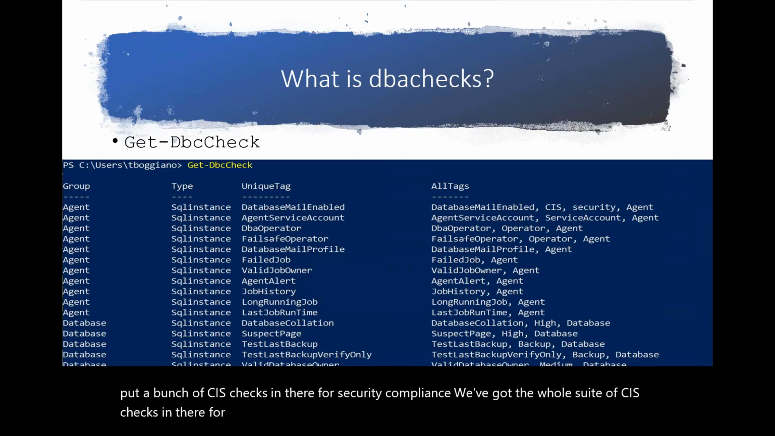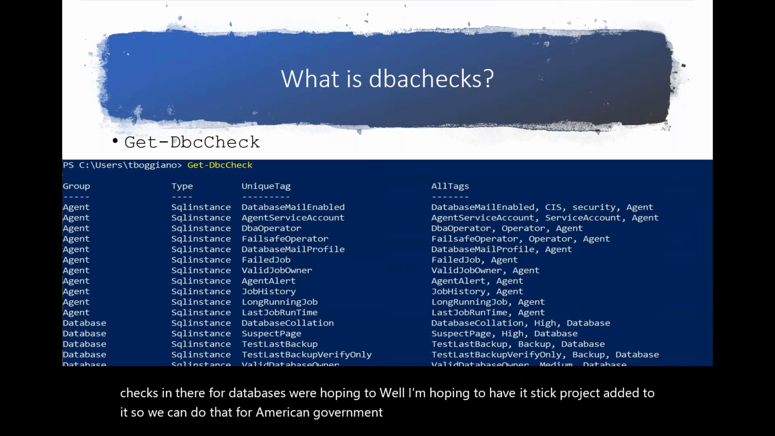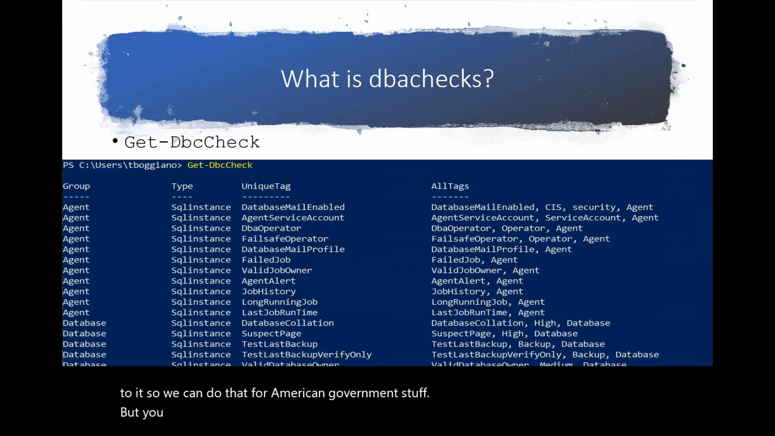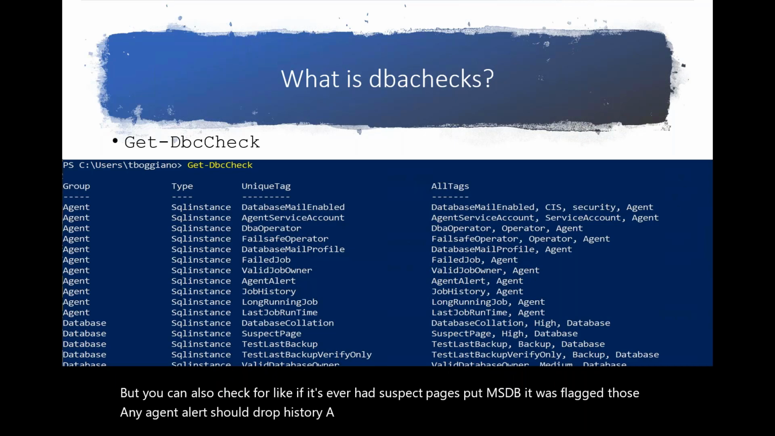We're hoping to, well, I'm hoping to have a STIG project added to it so we can do that for American government stuff. But you can also check for, like, if it's ever had suspect pages put in MSDB, it would flag those. Any agent alerts, your job history, a failed job, different things like that. So it's pretty comprehensive in a lot of things that it tests.